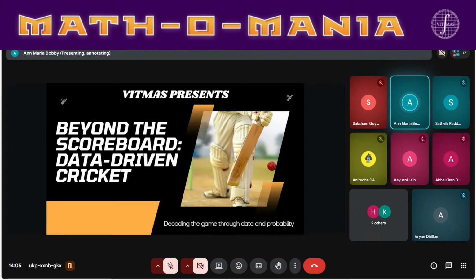On behalf of ITMAS, I would like to welcome you all to this workshop, Beyond the Scoreboard, Data Driven Cricket, Decoding the Game Through Data and Probability. In this workshop, we'll be exploring how statistical methods are used to analyze cricket performance and strategies. So, let's move on.